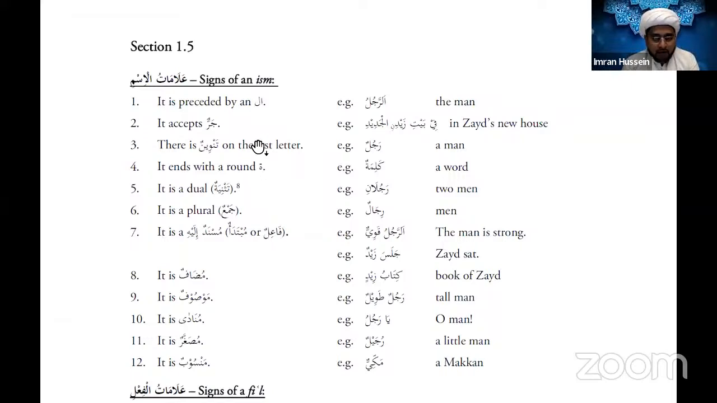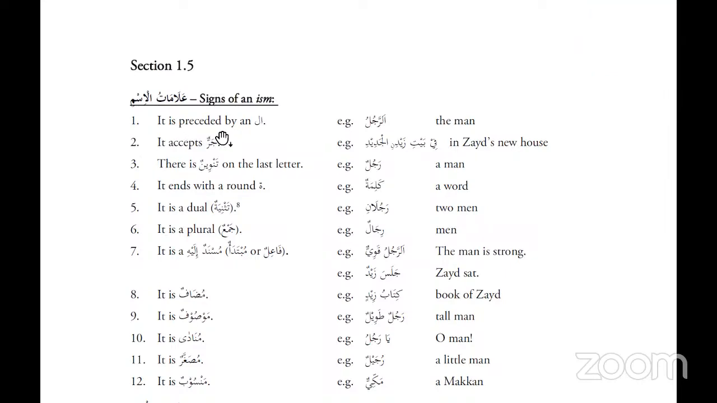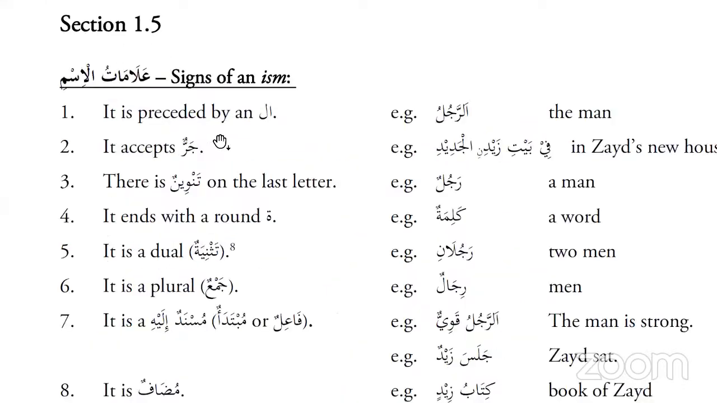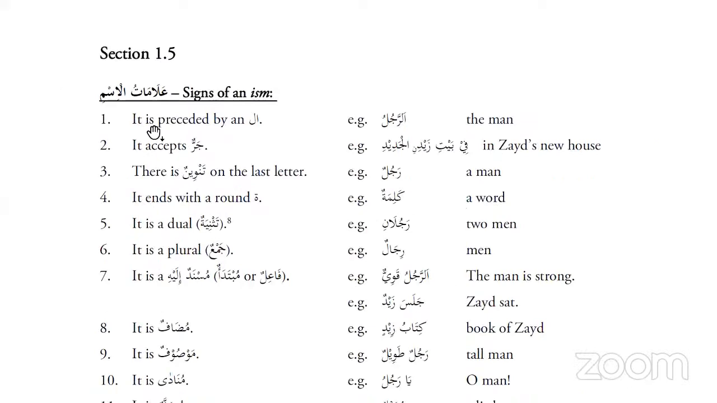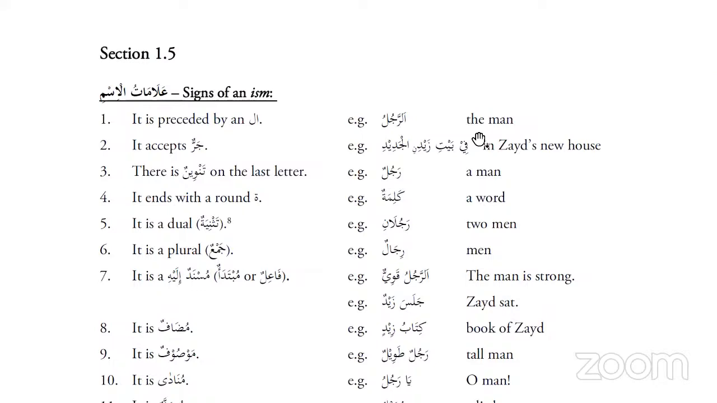Come on the mic. Now, these are essential for you to understand the Quran. When you're reading the Quran, you need to differentiate the words: a noun, a verb, and a preposition. First one, number one, it's Bismillah, read. Can you read? Bismillah ar-Rahman ar-Rahim. Alamatul ism, signs of an ism. Number one, it is preceded by an alif lam. Correct. Example given, ar-rajulu, the man.